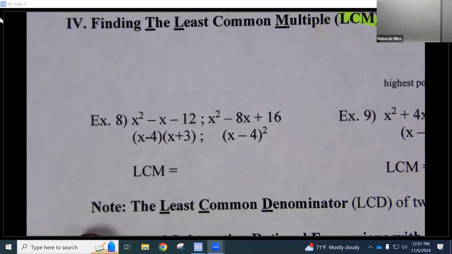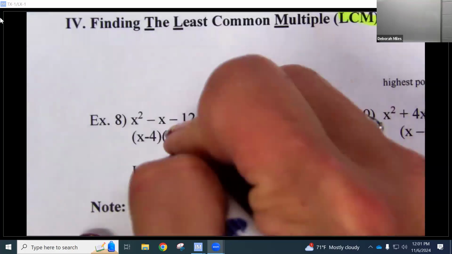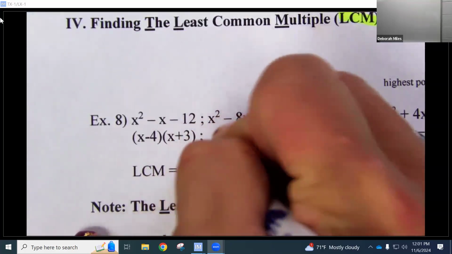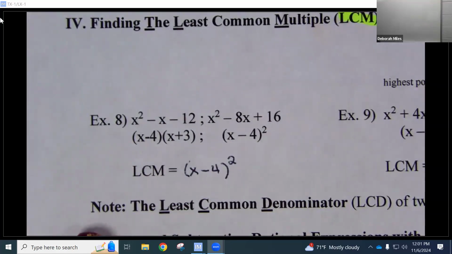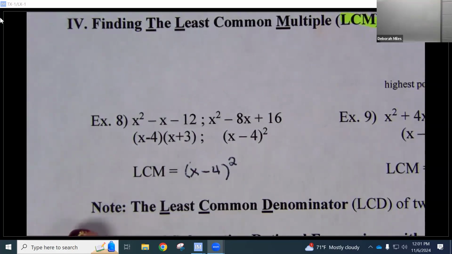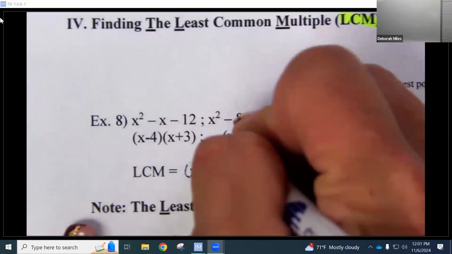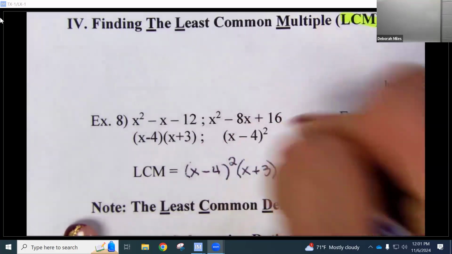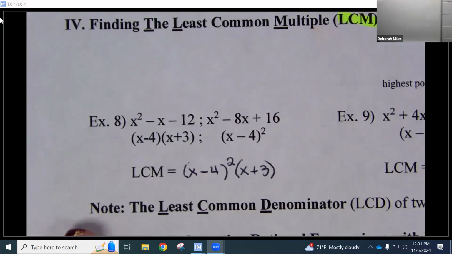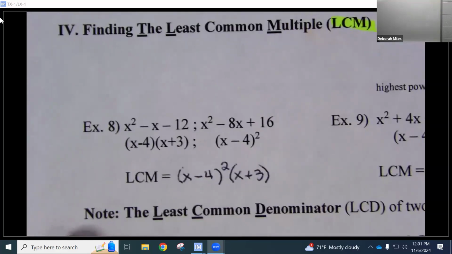So how many x minus 4's do I have to have? The highest power of the x minus 4's. Do I need anything else? The highest power of my x plus 3's. Because I have to have the highest power of each factor.